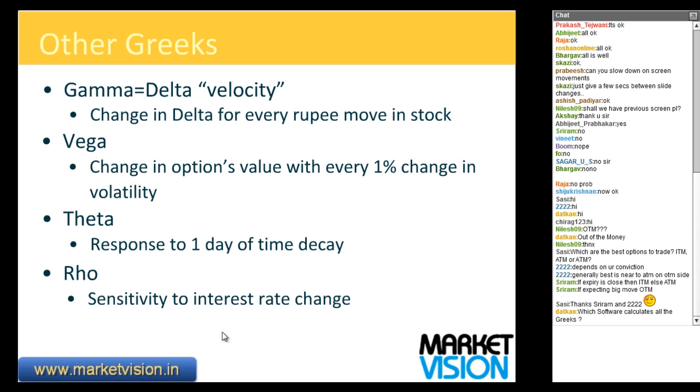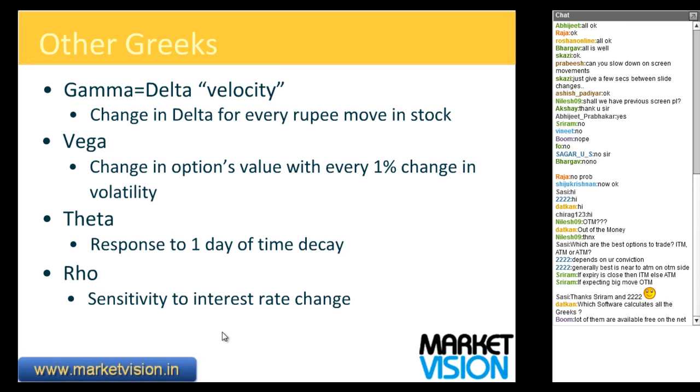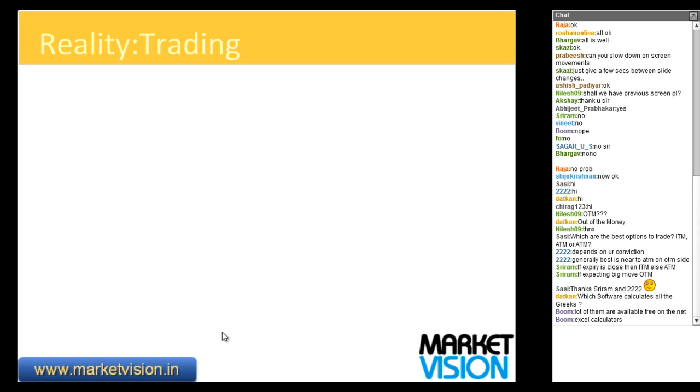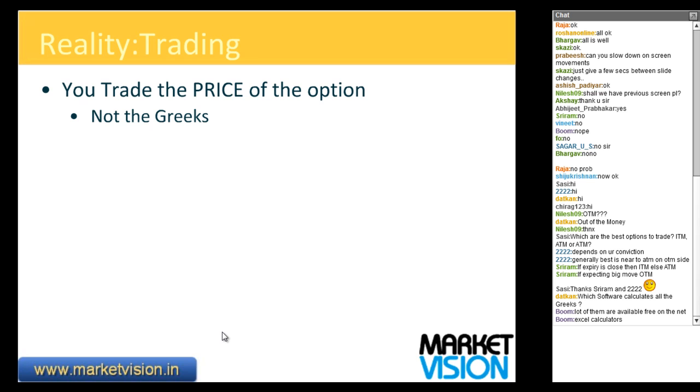So if interest rates change, how much does the option value change? This is Rho, which is so theoretical, it is beyond me sometimes, but let me just leave that away. What is important is what's reality. I talked about all this stuff. Nobody does this in reality. In reality, you trade the price of the option.